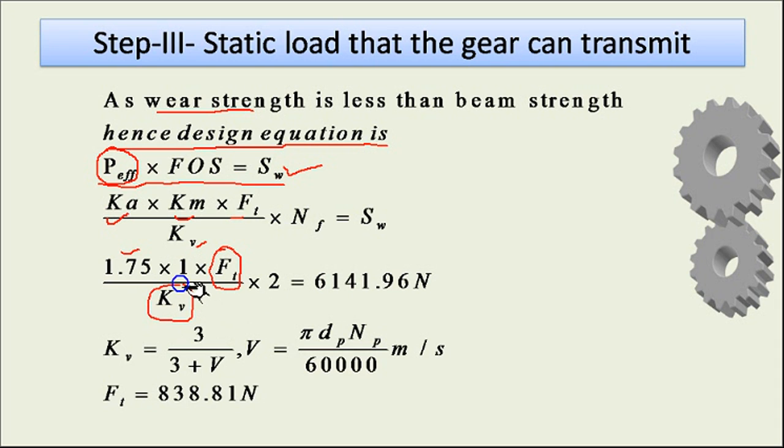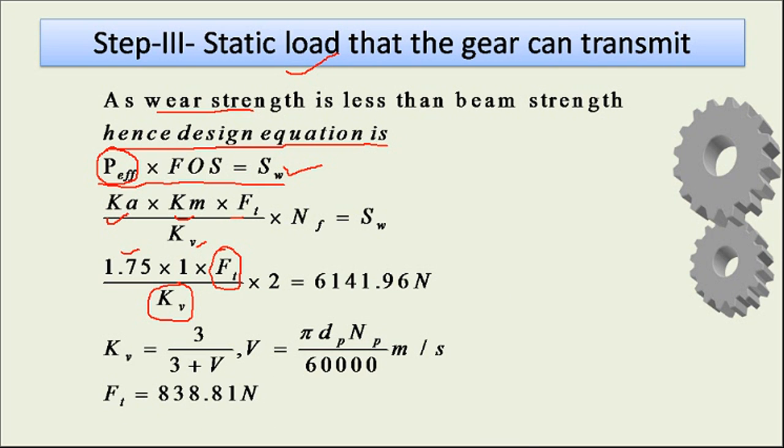So let us calculate Kv, because Kv depends on velocity. We have to calculate velocity first in meter per second using pi into dP into nP by 60,000, and then put this value of V into the equation of Kv. Once you get that Kv, you can put it over here and get the value of tangential force acting on this particular gear tooth, and that is nothing but the static load that the gear can transmit. It is actually the rated load.